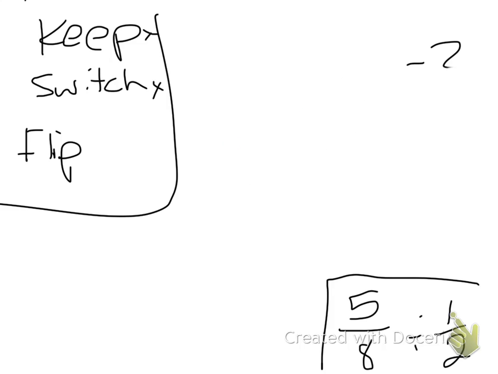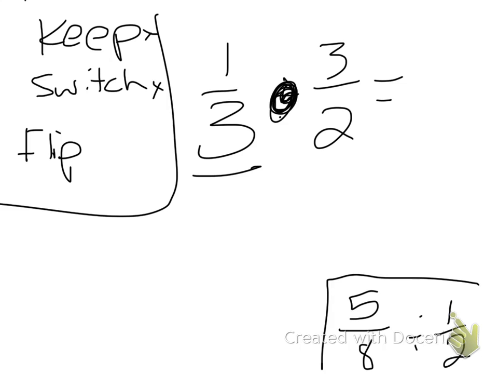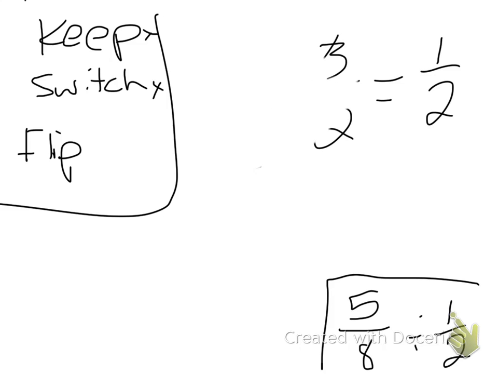Let's try one more like that. Let's say we did 1/3 divided by, let's say, 2/3. So all we're going to do is keep 1/3. We're going to switch the sign. We're going to make that multiplication. We're going to flip. So that's going to be 3/2. And our answer is then going to be 1/2. Okay? Not so difficult, is it?